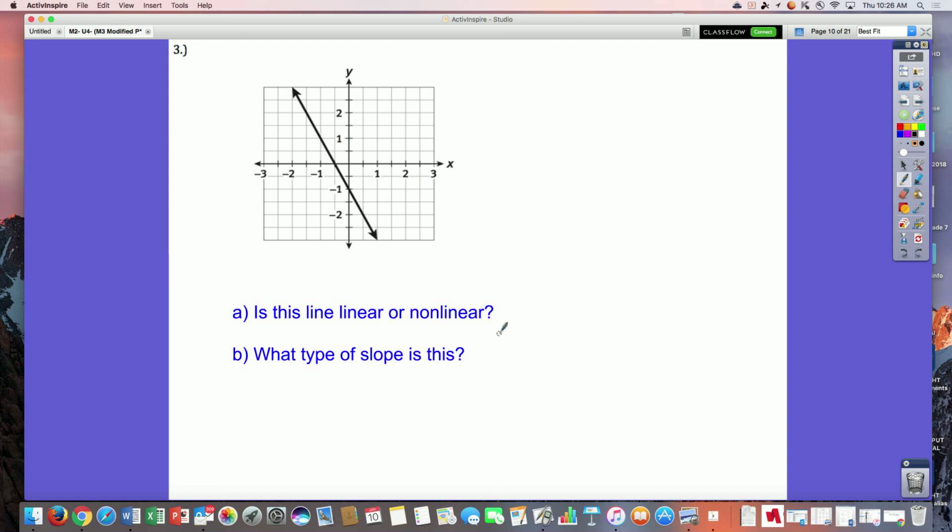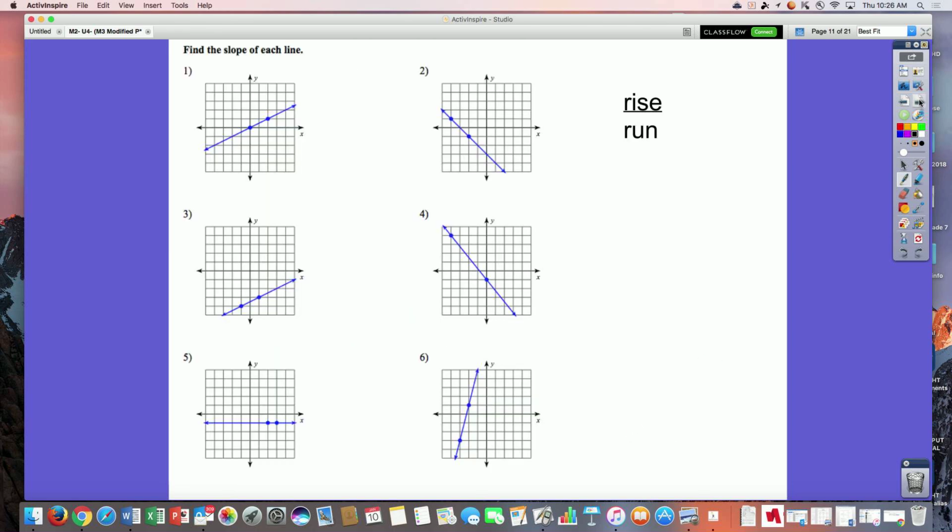Is this line linear or nonlinear? Let's look at it. Well, it seems to be a straight line, so I'm going with linear. What type of slope is it? Well, 0. Slope goes like that. That's undefined. Positive slope goes uphill, so I'm guessing this one is negative. Negative, which means it goes downhill. It's negative.